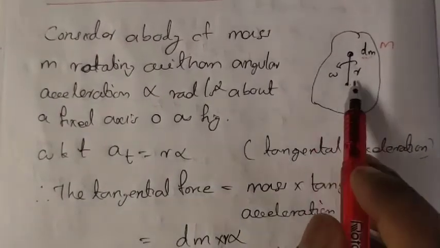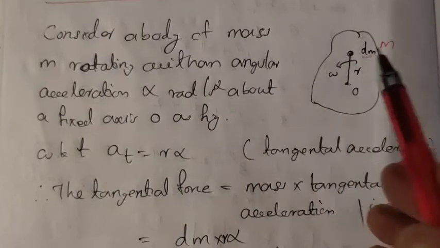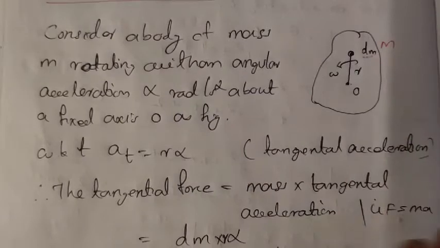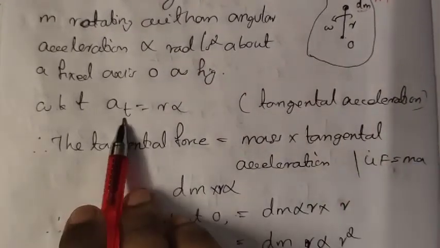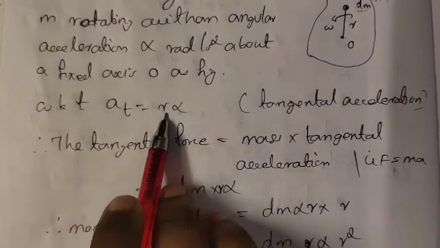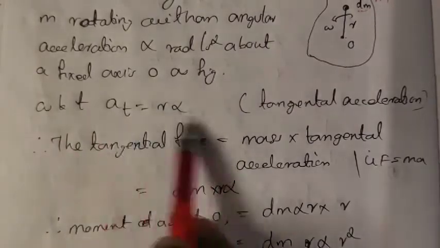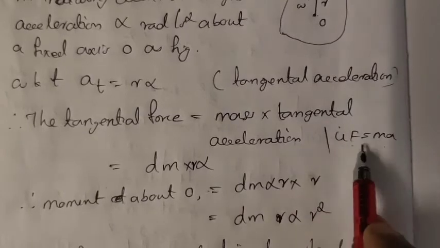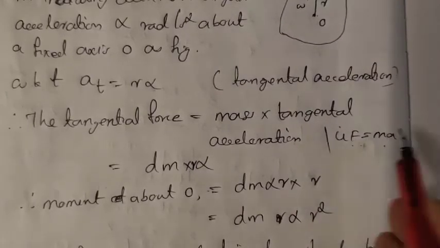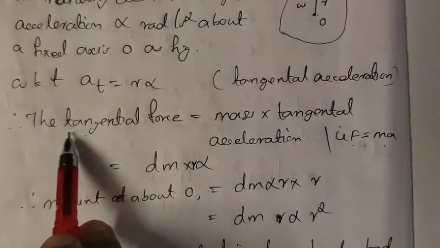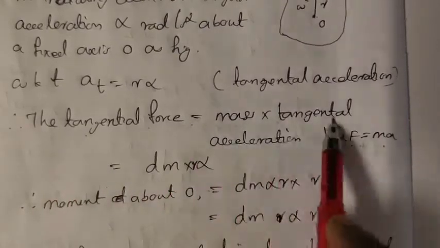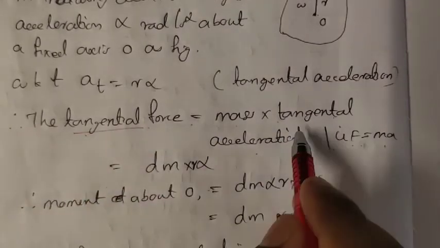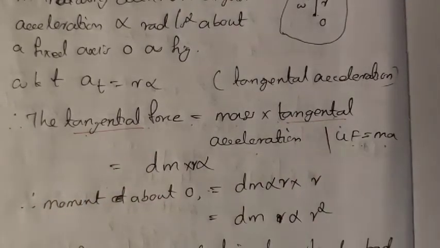We know that the angular acceleration is alpha, the velocity is omega and the displacement is theta. The tangential acceleration is equal to r into alpha. We already discussed these derivations. We know that F is equal to ma, force is equal to mass into acceleration. Applying the same here, tangential force equals mass into tangential acceleration.